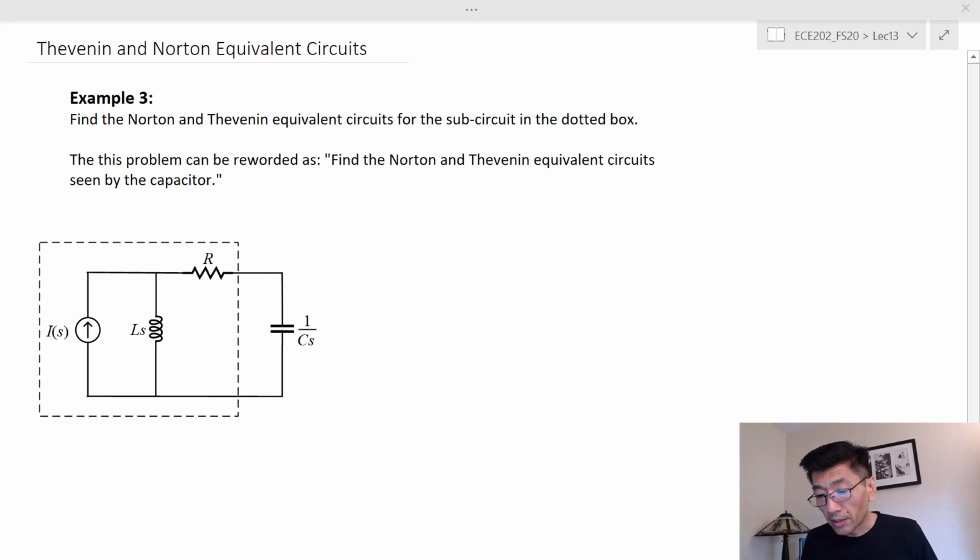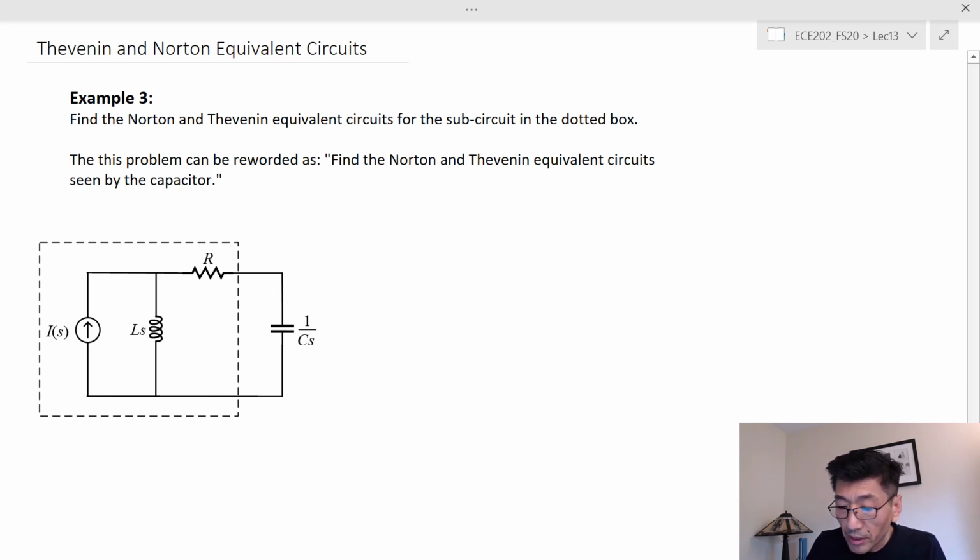Let's look at the Thevenin and Norton equivalent circuit, and in this case we're going to look at it through this example. We're not going to do the full explanation of the theorem itself. So here, the example we had is to find the Norton and Thevenin equivalent circuit for the sub-circuit in the dotted box, or equivalently, the equivalent circuit seen by this capacitor, right?